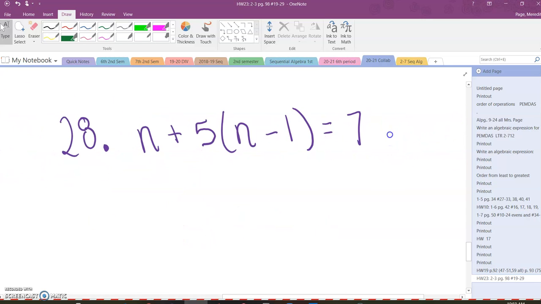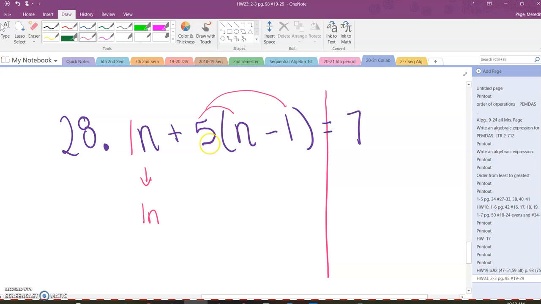28, we have n plus 5 times the quantity of n minus 1 equals 7. First things first, draw a line down the equal sign. This n that starts off the problem, remember there's an invisible 1 in front of it, so make sure you copy that down. So now, remember I said with all the other examples, you have to start with the parentheses first. So I'm going to ignore the n, and I'm just going to bring it down. Now I'm going to distribute that positive 5, everything within the parentheses. So 5 times n, 5n, and then positive 5 times a negative 1 is a negative 5. Watch your signs.